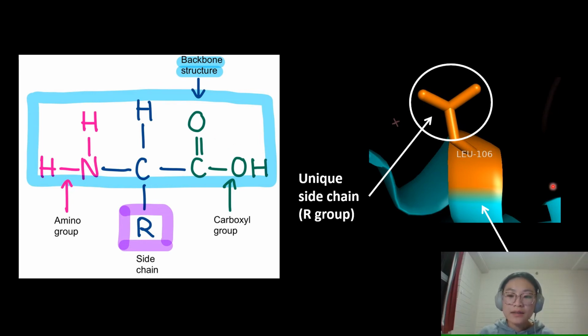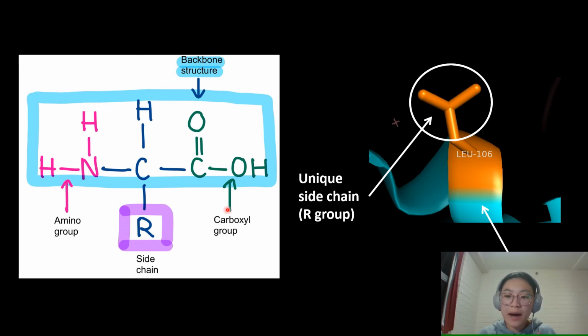So the 2 ends of the polypeptide chain are called the N-terminal, which is the end that has an amino group, and the C-terminal, which ends with a carboxyl group. And the amino acid sequence is almost always written from the N-terminal, which is from the left, to the C-terminal, which is to the right. And each amino acid has the same backbone structure, which is highlighted here in blue.